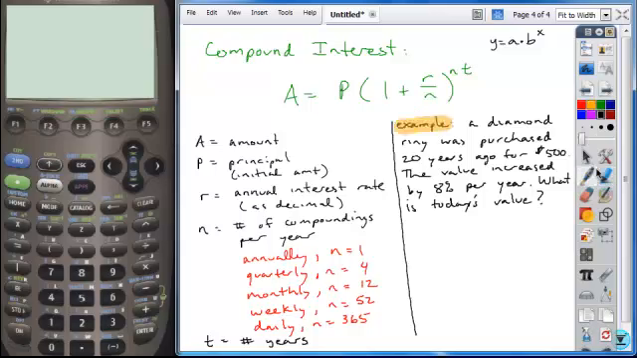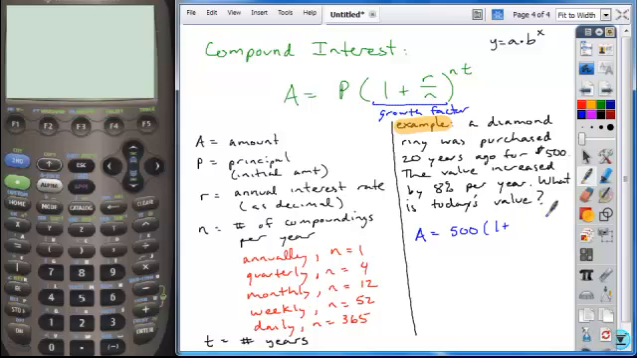You have a diamond ring that was purchased 20 years ago for $500. Okay, if the value increases by 8% per year, what is its value today? Let's see if you can plug that in. All right, so your formula is the amount at time t, A, that's your unknown, is equal to your original investment, the principal amount, which was $500, times, and again, this is called the growth factor right here, because we're dealing with a value that's greater than 1. So it's 1 plus.